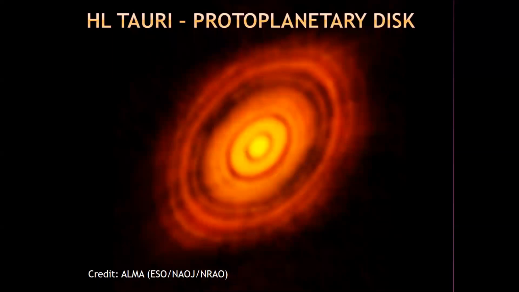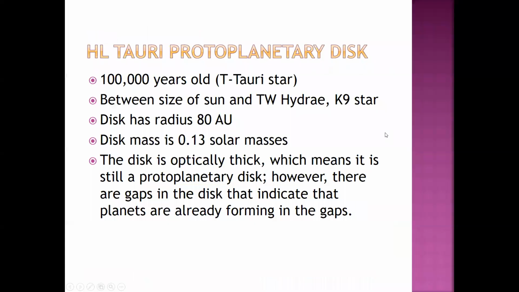Okay, here's the next star we're going to look at. This is HL Tauri, which has a protoplanetary disk. And this star is about 100,000 years old. It's a T Tauri star, which means it has jets coming off the star above and below the disk. It's between the size of the sun and TW Hydrae. It has a radius of 80 AU, and it's 0.13 solar masses. The disk is optically thick, which makes sense since it has gas, it's a protoplanetary disk. And there are gaps in the disk that indicate that planets are already forming in the gaps.